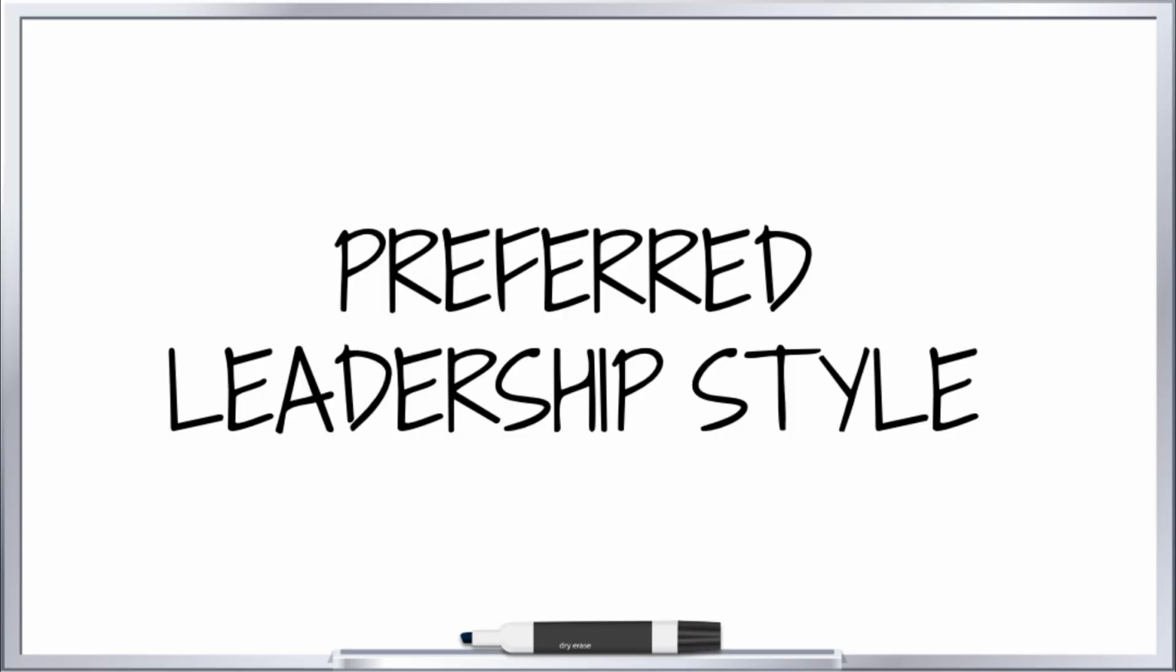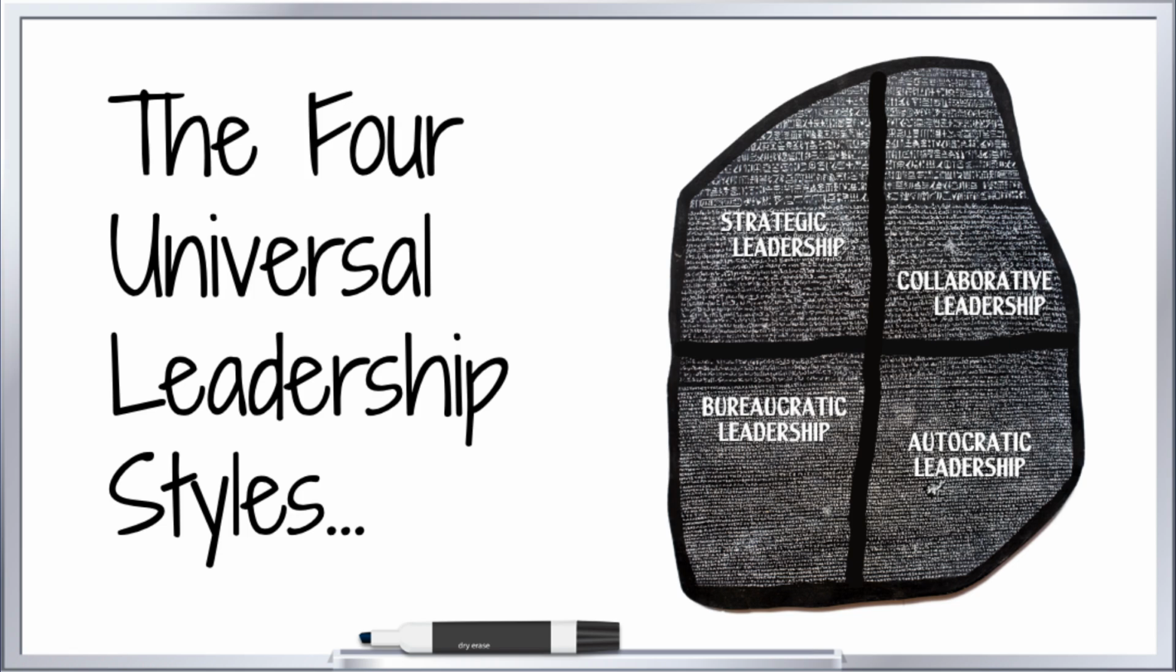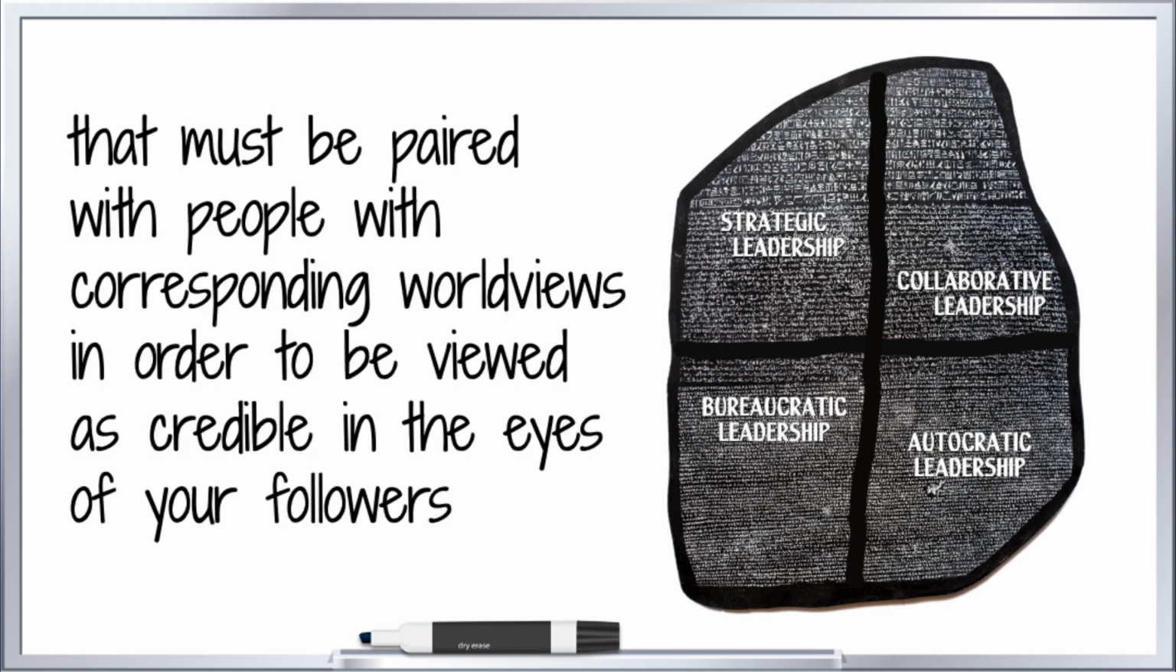Preferred leadership style: People with an imperial worldview will always find the autocratic leadership style most credible and will always prefer to follow leaders who use this style. Now that we've reviewed the 4 worldviews, in this next section, we'll look more closely at the 4 universal leadership styles that must be paired with people who share those corresponding worldviews in order to be viewed as a credible leader in the eyes of your followers.